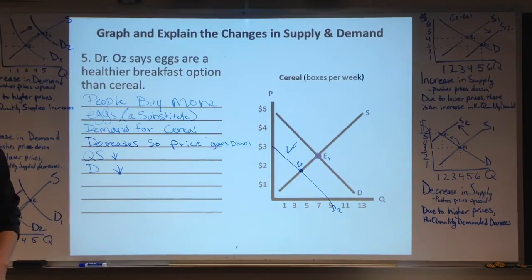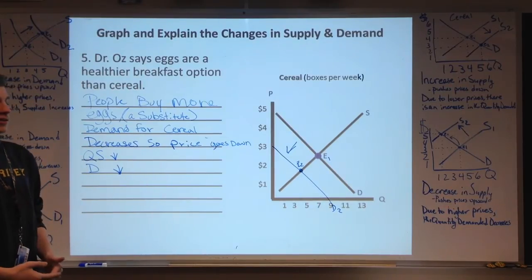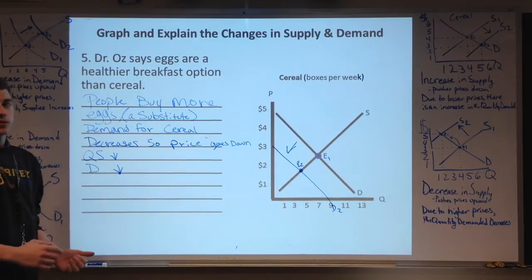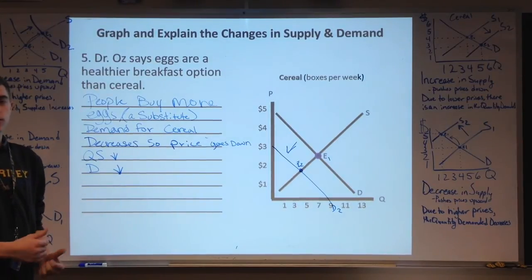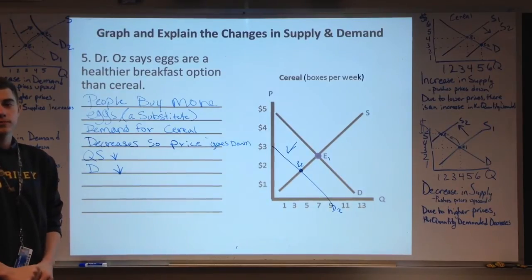Okay, so Dr. Rouse says that eggs are a healthier breakfast option than cereal, so the demand for cereal is going to go down. Since the demand for cereal goes down, the price goes down, which in turn makes the quantity supplied go down because producers don't want to produce that product for a low price.